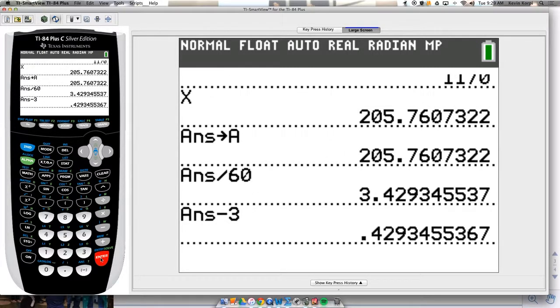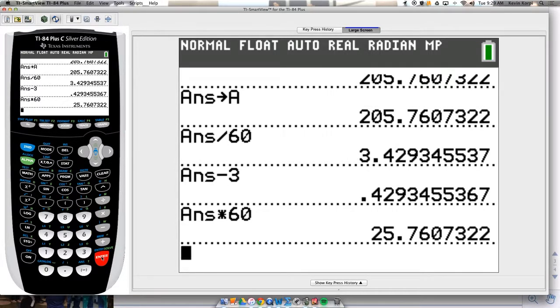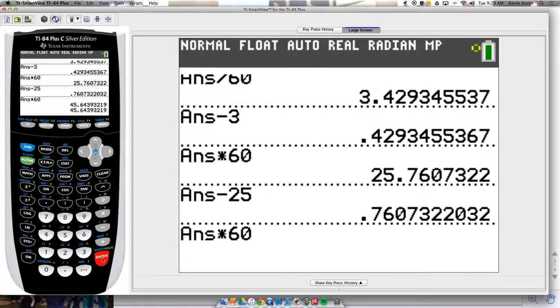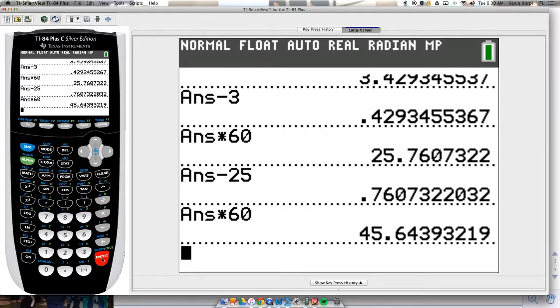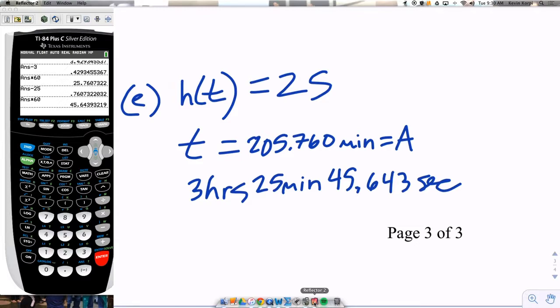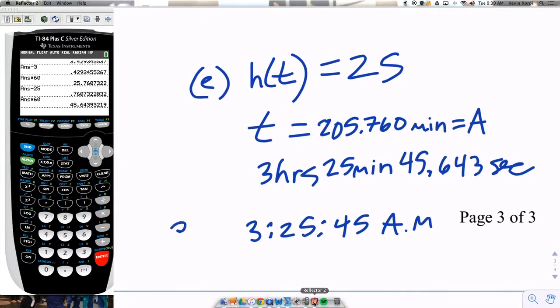And now I want to know what fraction of an hour that many minutes is, right? So now re-multiply by the same number we divided by. And you get 25 minutes. And let's see how many seconds that is. Subtract the 25, and now I have a fraction of a minute. If I multiply by 60 again, I'll see how many seconds that is. That should be 45.643 seconds. So at that point, we don't go anything lower than seconds. So that's after midnight. So that would be at 3:25. We could just say 45 a.m. That would be clock time.